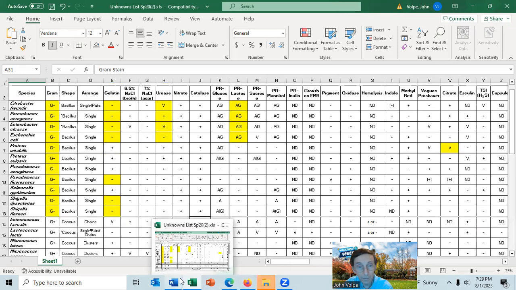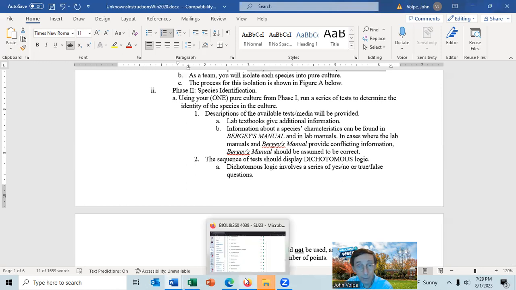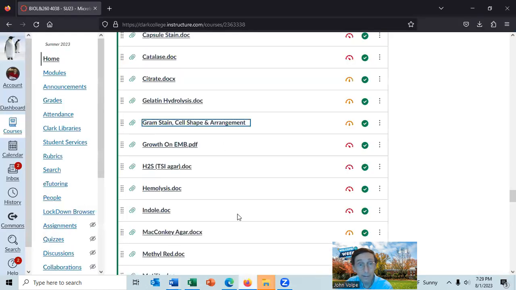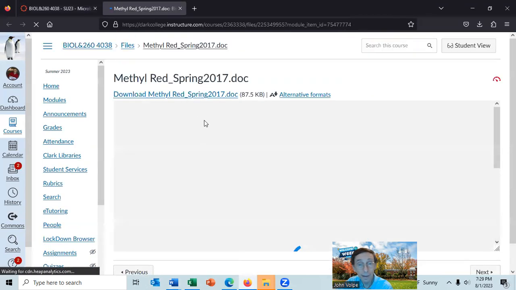You do need to read about the test so that when you request a test, you know what it involves. For example, let's say you want to do the methyl red test. You should read about what you need to do the methyl red test and how long that test will incubate. Once you request the test and I start it for you, you're not going to get the results until the test is done incubating.